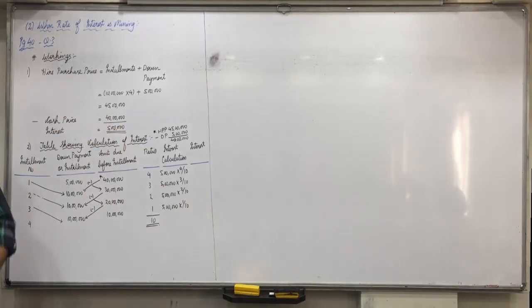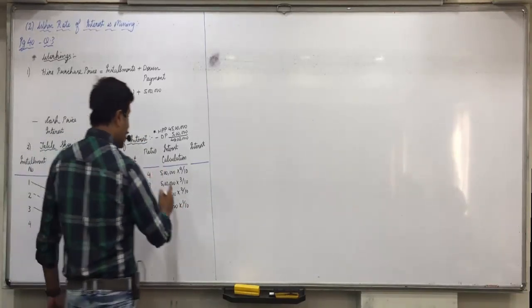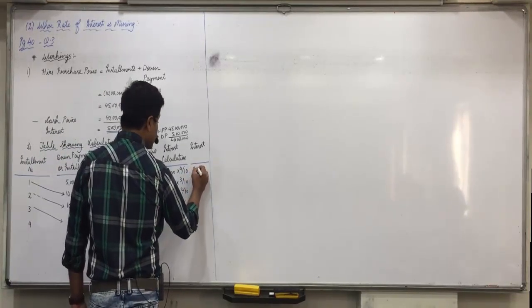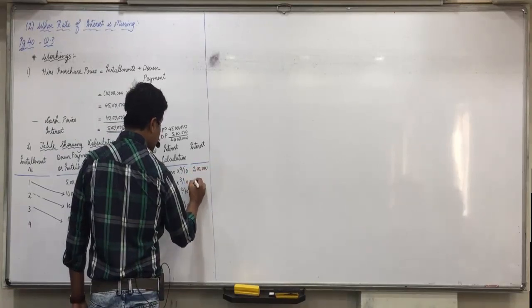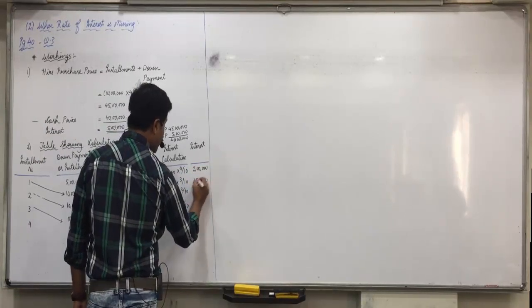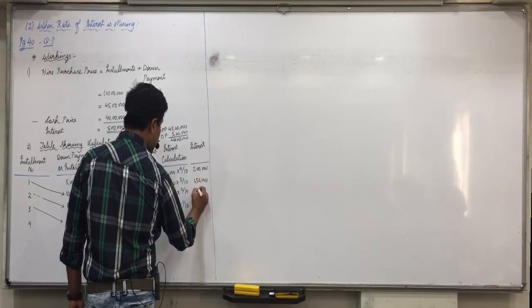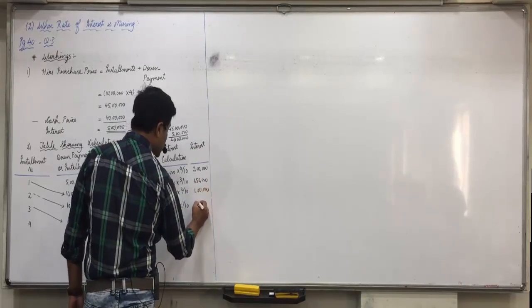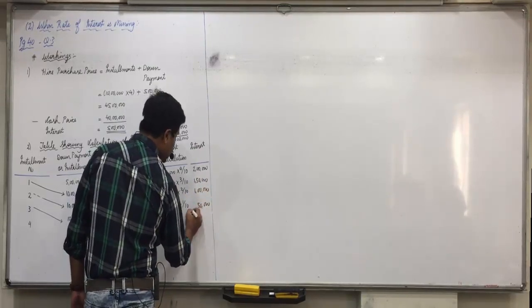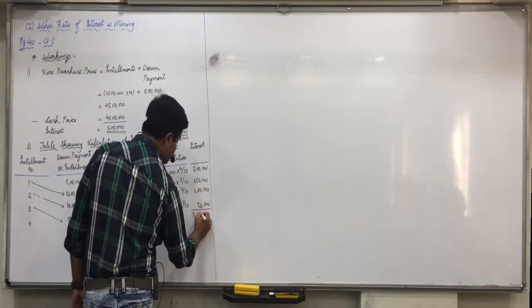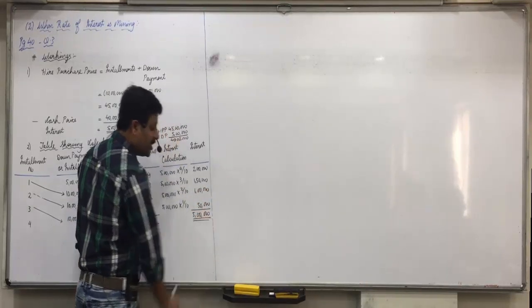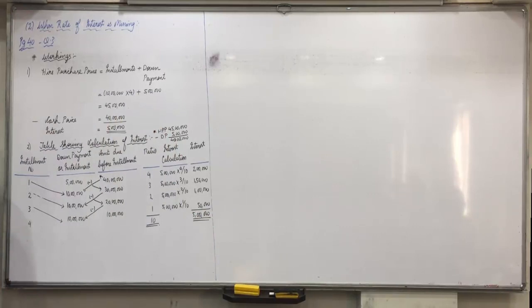Any confusion in this? So 5 lakhs into 4 by 10 is 2 lakhs. 3 by 10 is 1,50,000. 2 by 10 is 1 lakh. And 1 by 10 is 50,000. Total interest you will see is coming to 5 lakhs. So this is how we find the interest amount.